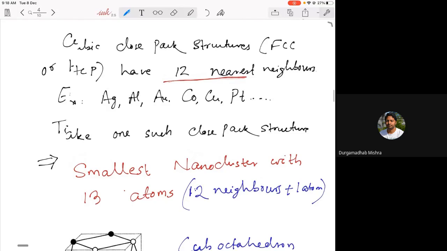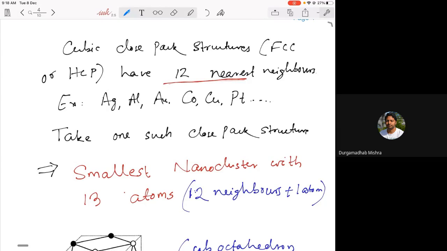So let's take one example, like aluminium or gold, and ask what is the smallest nanocluster we can have. To create one single lattice, we need one atom and then 12 nearest neighbors, and that will create an FCC lattice. That means we can create one nanocluster which is arranged in a cubic close packed structure, and it has 13 atoms, right?